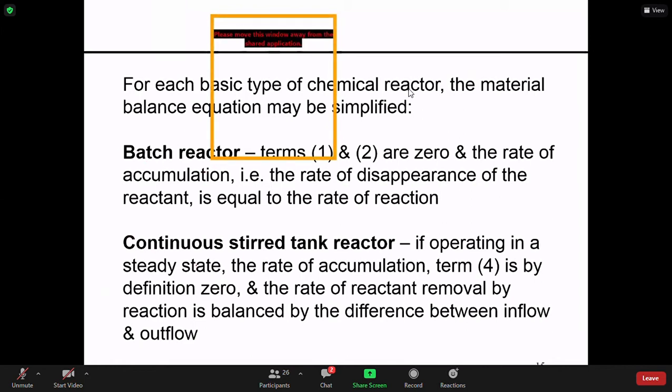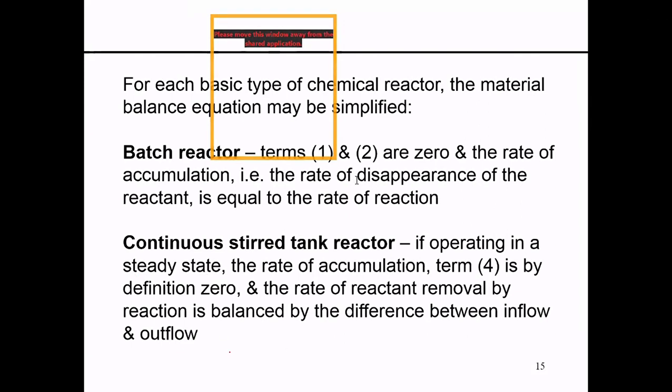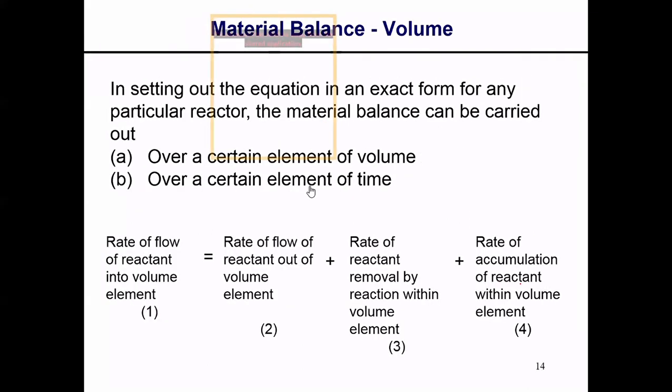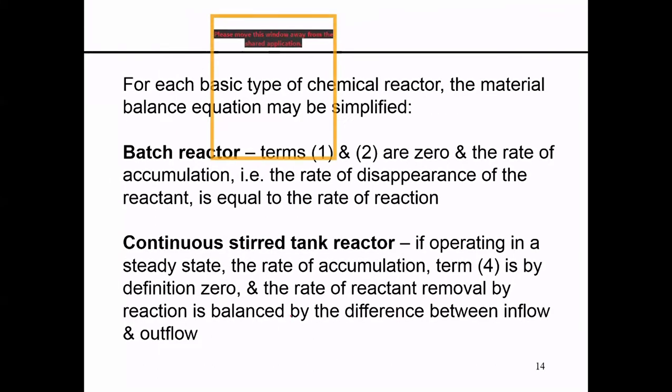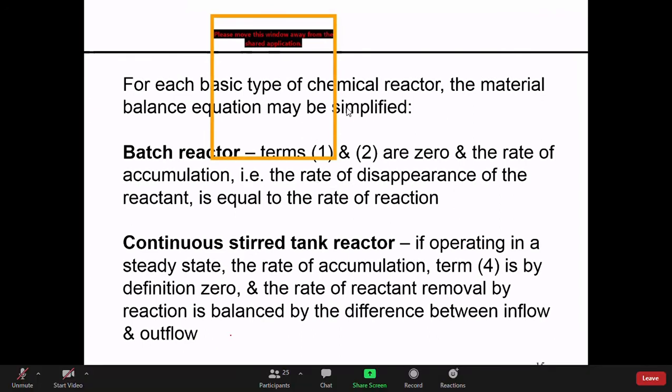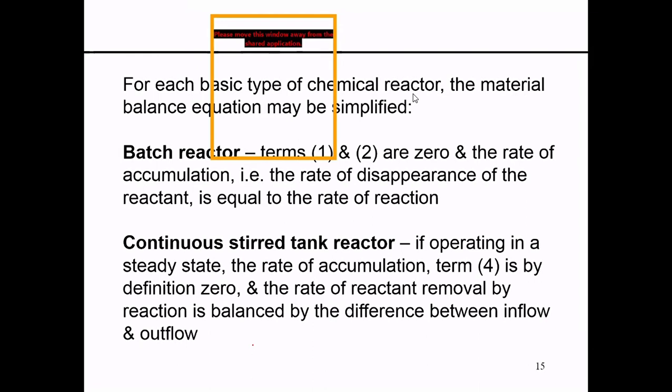However, for a continuous stirred tank reactor operating in a steady state, the flow in and out is the same, so they are in steady state. So the rate of accumulation, term 4, is by definition 0. So this one will be 0 because there will be no accumulation. And the rate of reactant removal by reaction is balanced by the difference between inflow and outflow because they are in steady state.